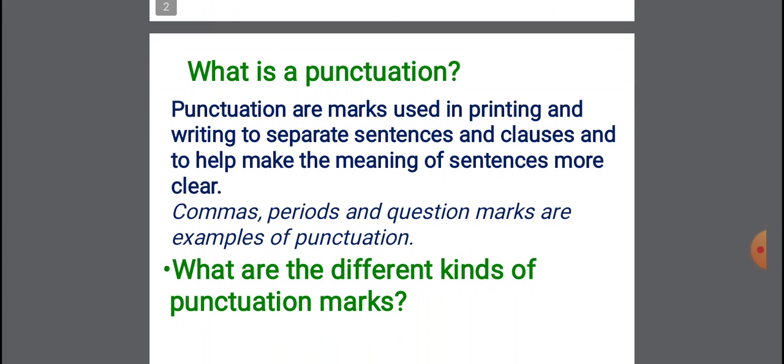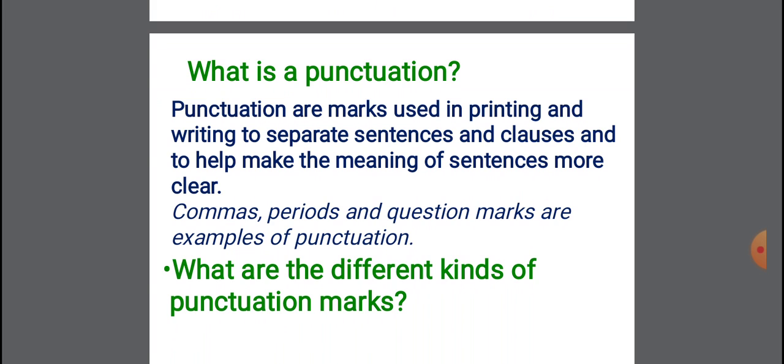Punctuation marks are marks used in printing and writing to separate sentences and clauses and to help make the meaning of a sentence more clear. We use these marks at the end of sentences to separate them from other sentences. We also use them to separate clauses to make sentences easier to understand. Some examples are commas, periods, which means full stop, and question marks.